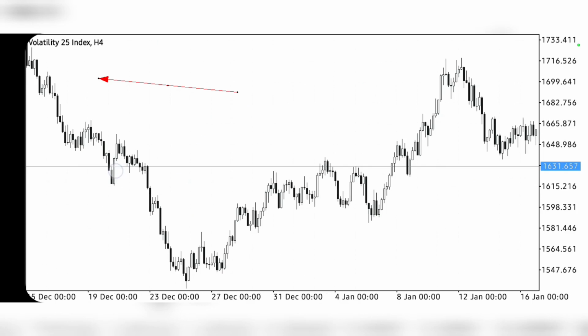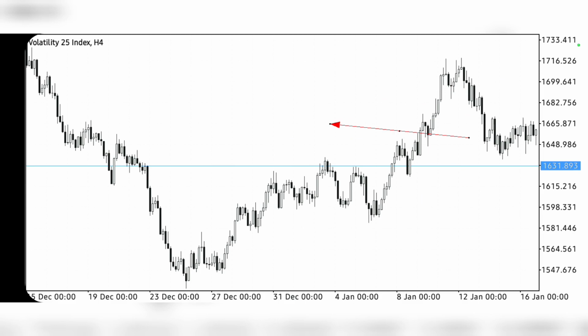So this is a pullback here. We are having a pullback to the upside. As you know, we are in a downtrend, so any pullback is going to be to the upside. So we had this higher high, higher low, higher high, higher low, and so on. All of this structure, they are called the minor structure.